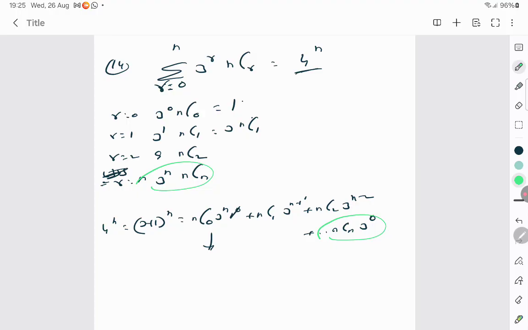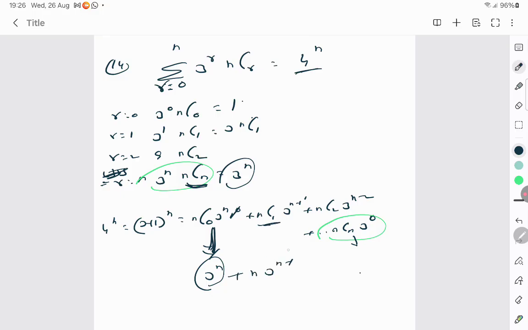3 to the power n. It's got 3 to the power n, but the coefficients are not exactly the same. If you see, the coefficient nC0 is 1, nCn is 1. So it's just 3 to the power n. This is also 3 to the power n. The first term in this and the last term in this are the same. Plus nC1 is just n.